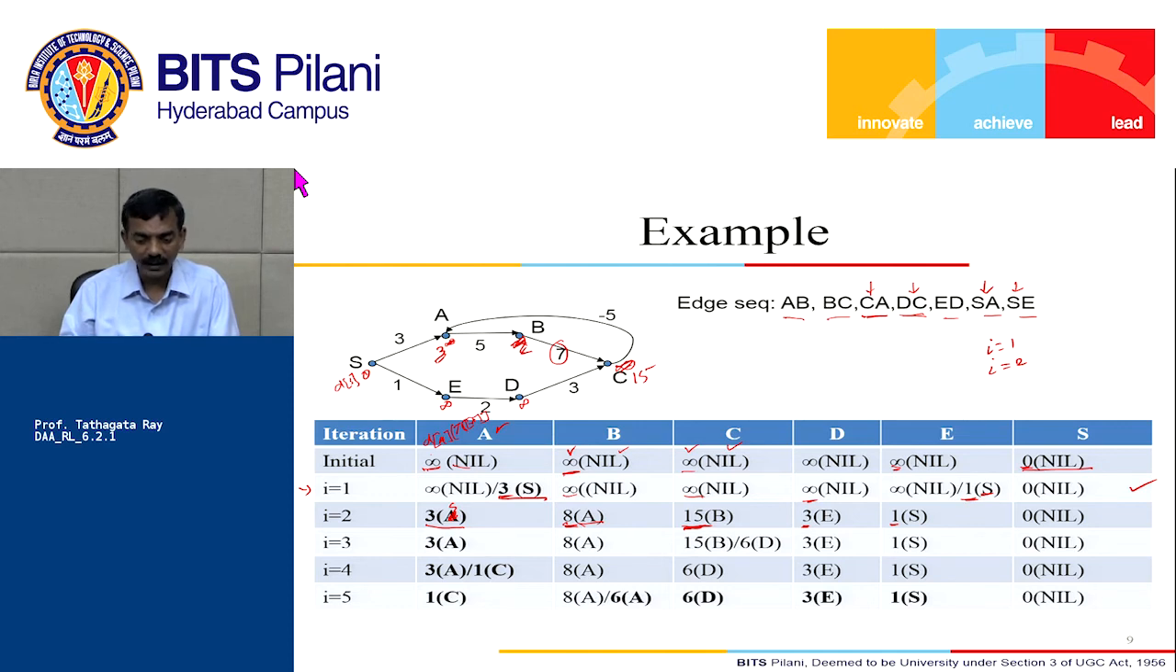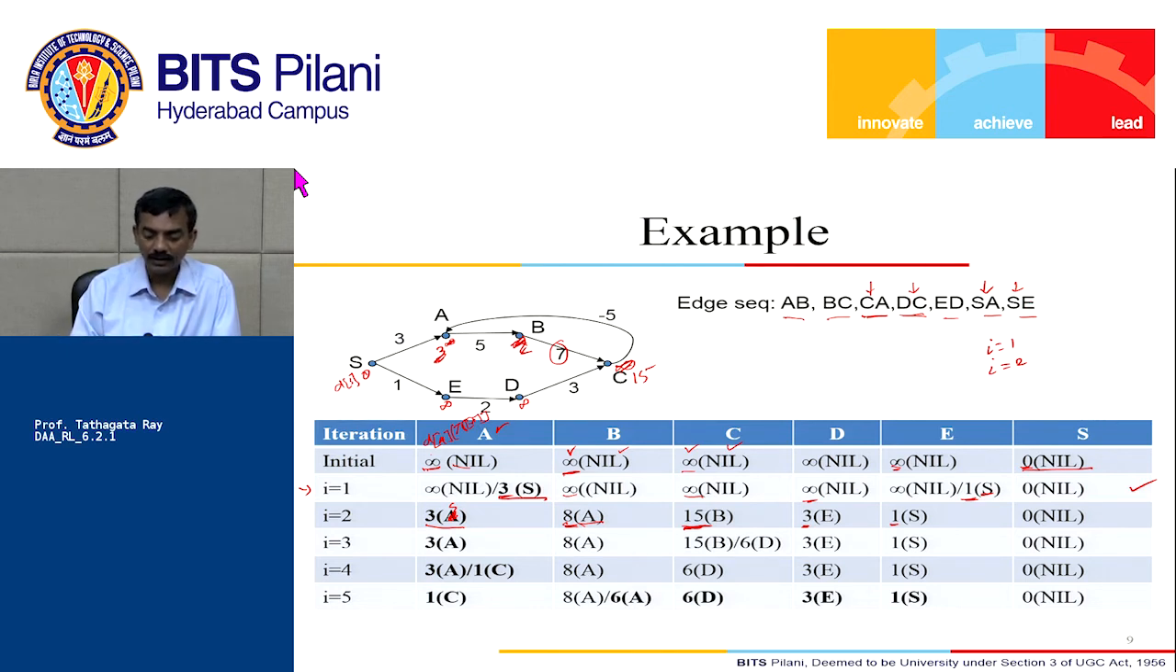Then comes SA. So we are done with ED. Then it comes SA. S is having the starting value as 0. DS is 0, and A is 3. This edge weight is 3. So 0 plus 3 is the same as whatever is already stored. So it's not better, so it still remains the same. A remains as 3S. And then comes SE.